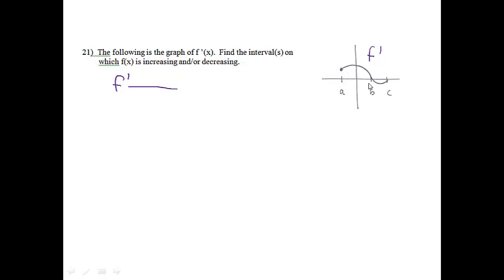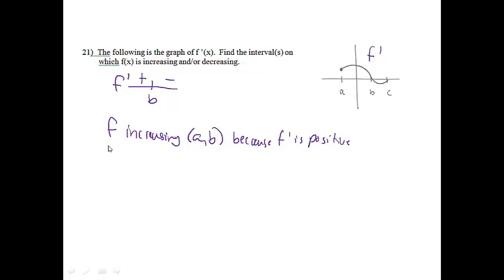So I notice that my derivative is above the x-axis until I get to b. So my f prime will be positive, and then from b to c my derivative is negative. So I know f is increasing, and the interval would be starting at a till I get to b, and that would be because f prime is positive, and then f will be decreasing from b, and then I'll stop it at c, and that will be because f prime is negative.